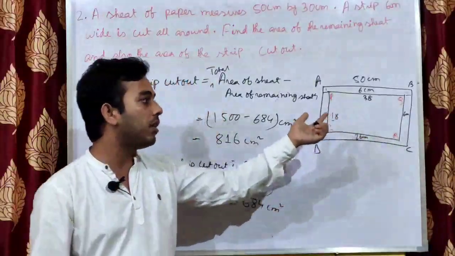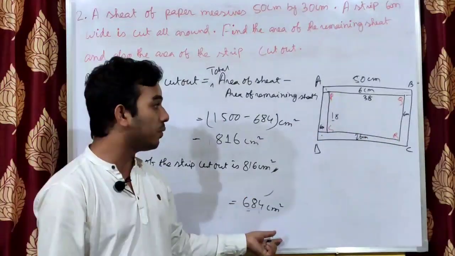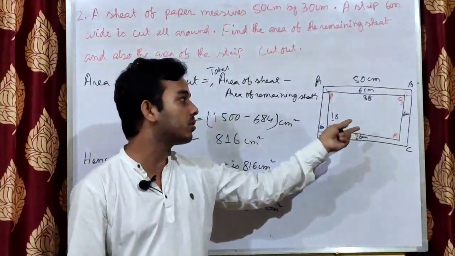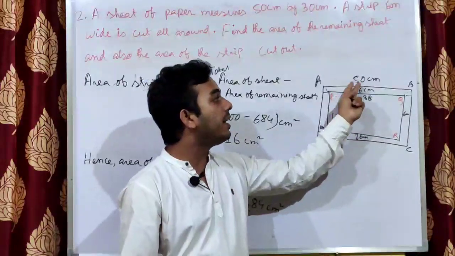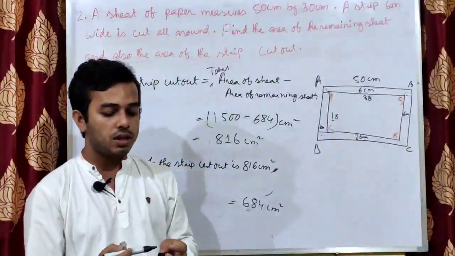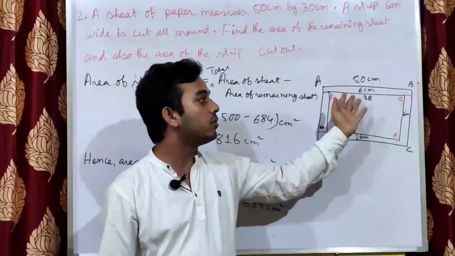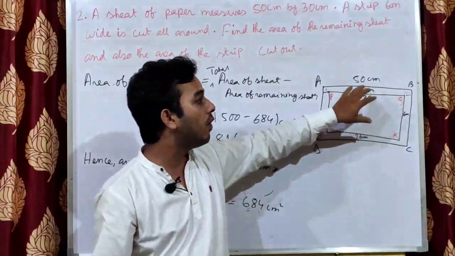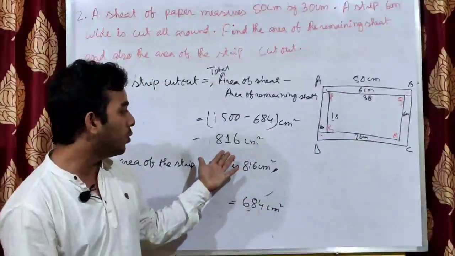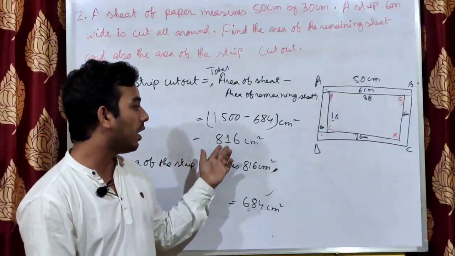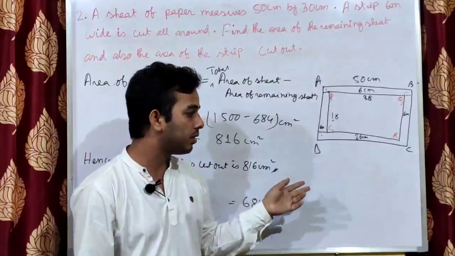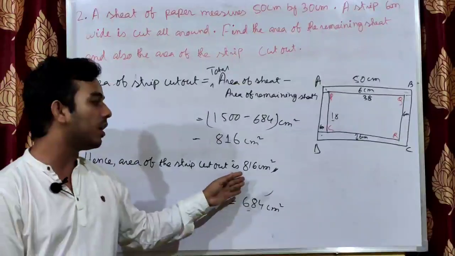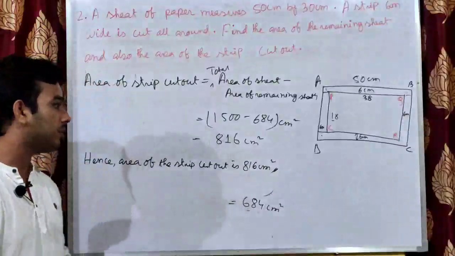So then we have found the area of the remaining sheet, which is 684 centimeter square, and our total area was 1500 centimeter square. To find the area of the strip, we have to subtract the area of the remaining sheet from the area of the total sheet, which we have done here, and we got the result 816 centimeter square. Hence the area of the strip cutout is 816 centimeter square.